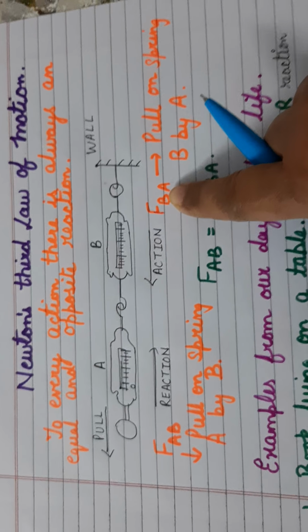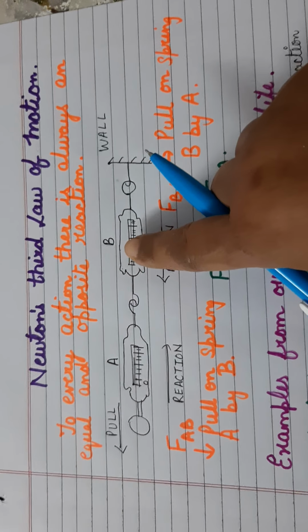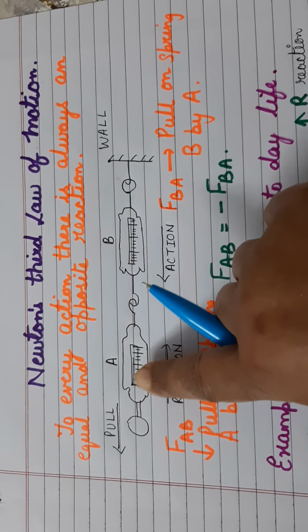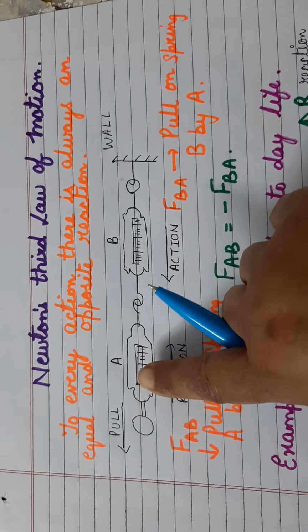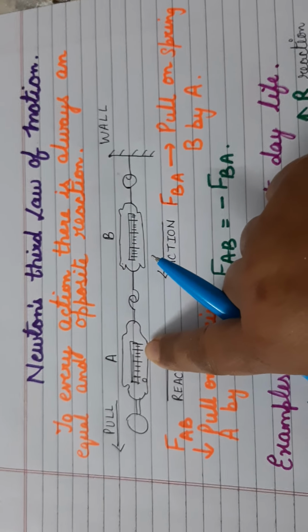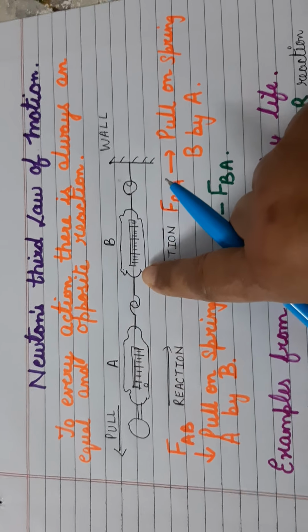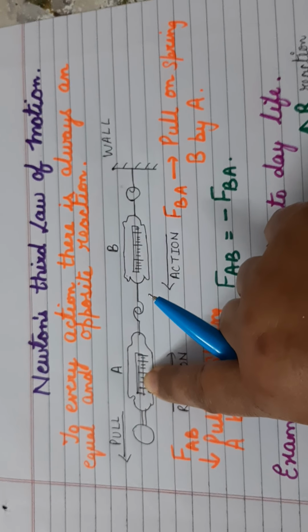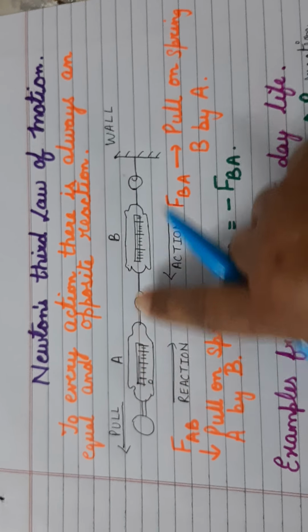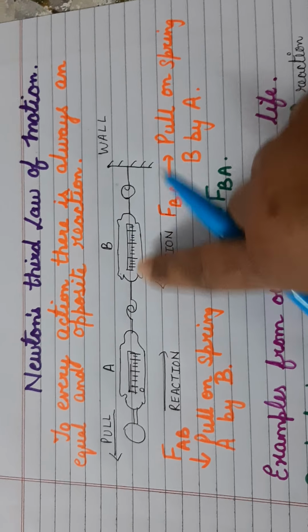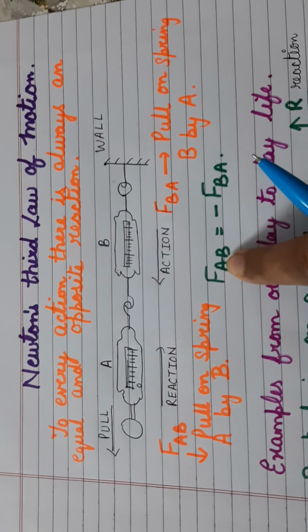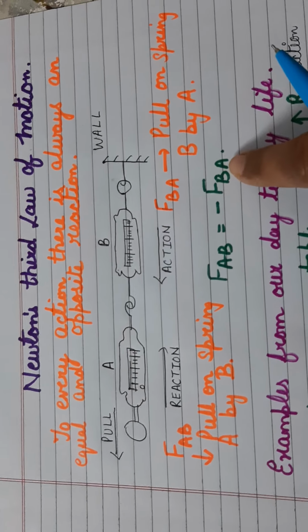That is, in turn, what will happen when you release this? You will see that B will start exerting a pull on A, which is equal and opposite to the force exerted by A on B. And to your surprise, you will see that both the spring balances have the same reading. For example, if this shows 4 kilogram force, this will also be showing 4 kilogram force, because the forces are equal and opposite to each other. So we write FAB is equal to minus FBA.